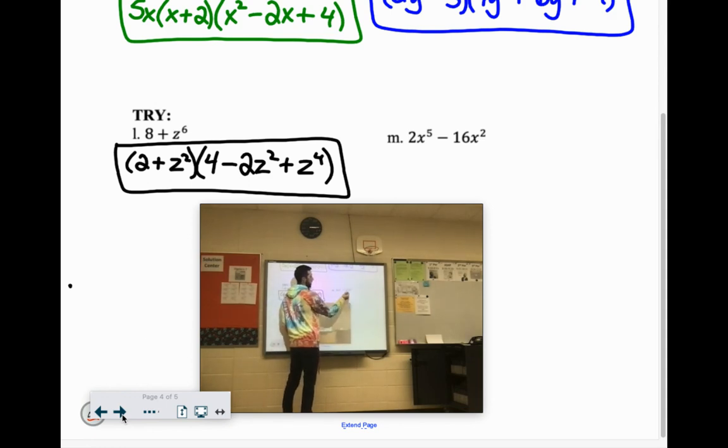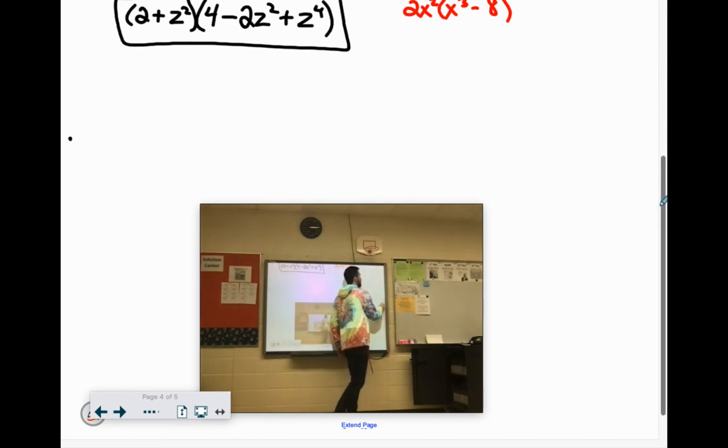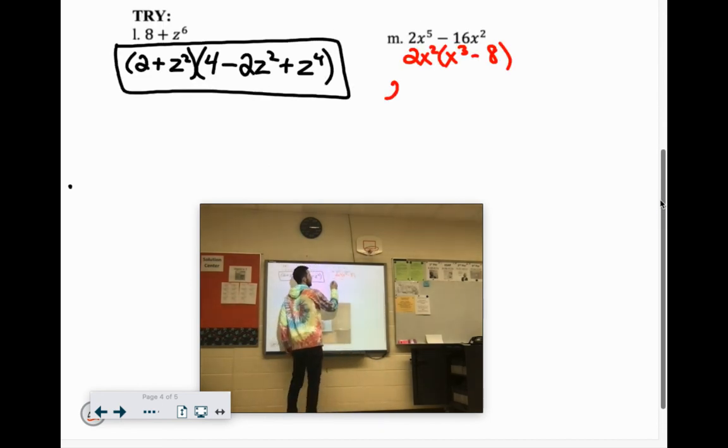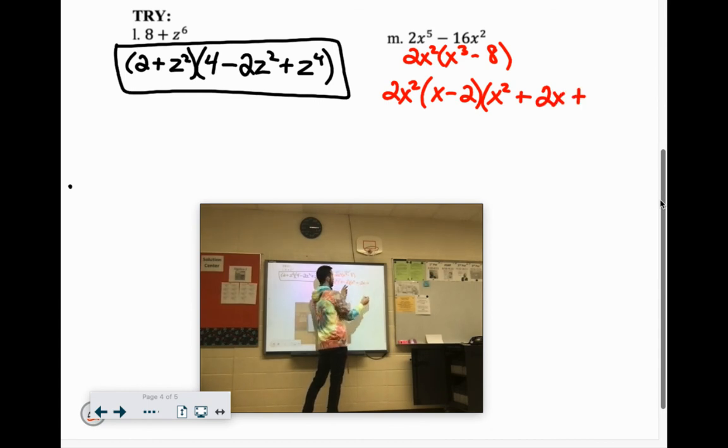Common factor, they have 2x squared in common, which will leave us with x cubed minus 8. Now the cube root of x cubed would be x. The cube root of 8 would be 2. So we have x minus 2. Square a, x squared is x squared. Change the sign, multiply them together. 2 times x is 2x. Put plus, square the last term. 2 times 2 will give you 4.